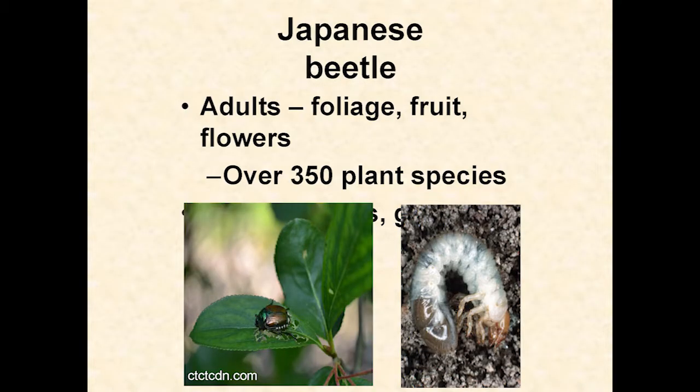Okay? So the adults feed on the foliage, flowers, and fruits. Some people say 350 different kinds of plants. Some people say 400 different kinds of plants. Whichever it is, it's a lot. They're not picky eaters. They will be on most everything. But what are their favorites? On your farm, what is their favorite food? Asparagus, raspberries, peaches, if they stay alive.